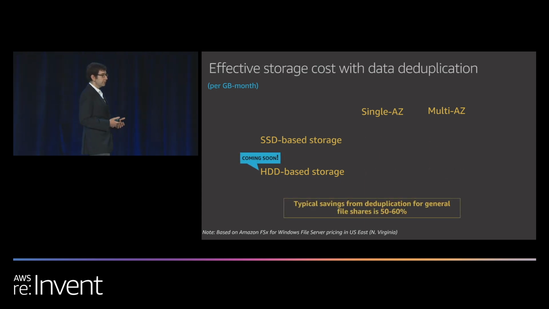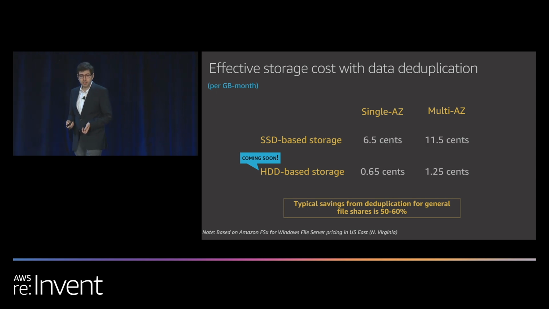Now, if you couple those prices with another feature that we launched about 2 weeks ago, which is data deduplication, your effective cost is actually lower. And data deduplication for the typical file system reduces the amount of storage that you consume by 50 to 60%. So that's what most of you will see for most applications. And so what does that mean in terms of effective price point? So for all flash, all SSD-based storage, 6.5 cents for single AZ, 11.5 cents for multi-AZ. And for HDD storage, less than a penny, 0.65 cents and 1.25 cents for multi-AZ.